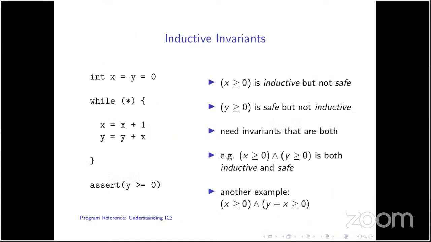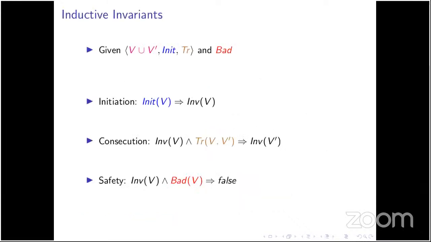And there's no one thing which is good, as you can see here. There can be multiple things which are good and useful for you. So you just need to find out which one. Inferring inductive invariants is a difficult exercise, but we'll get to that. But let's get to the formal definition first.